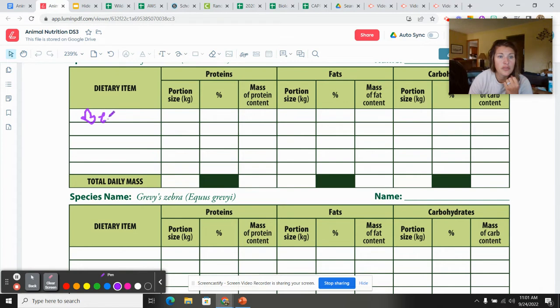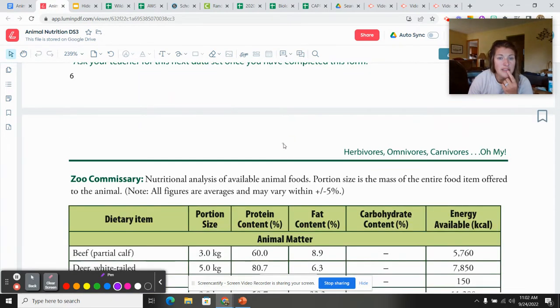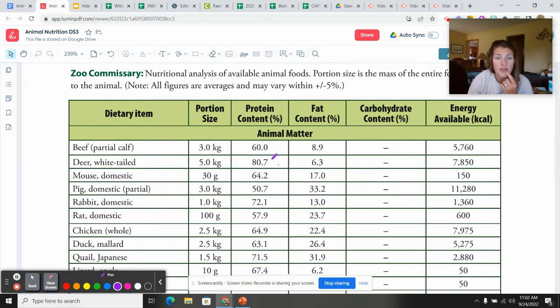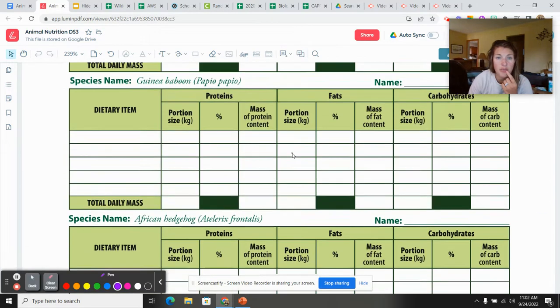Beef. Okay. My portion size is 3 kilograms. So I'm going to write that in all the way across. My portion size is 3 kilograms. Go back to my list for my beef. The protein content is 60% and the fat content is 8.9%.